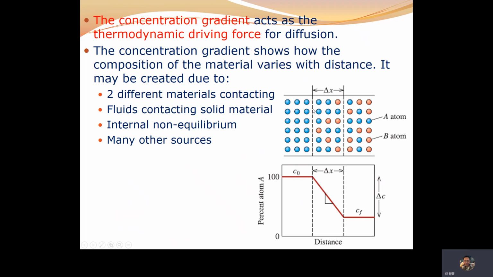Okay, we already discussed the two types of metals in contact with each other, right? But maybe the diffusion occurs between fluid and solid, or fluid and fluid. Well, it depends on what kind of materials are in contact with each other, right? And during this diffusion process, its internal state must be non-equilibrium, okay? Must be non-equilibrium. Of course, there are many other sources that have an emphasis on the diffusion process, okay?